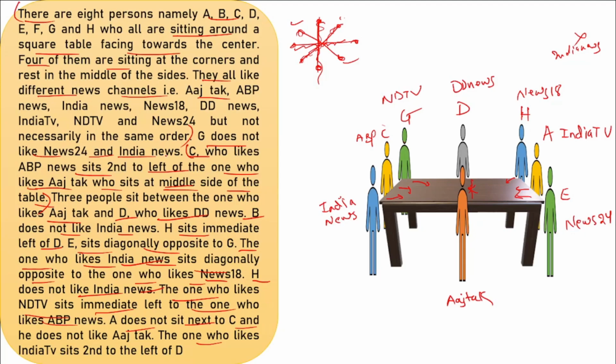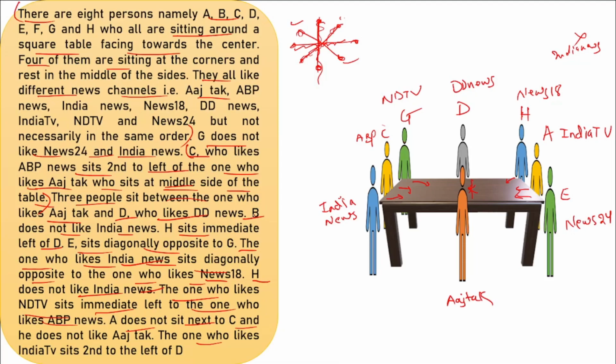Okay, two persons are left. No, two persons are left. Have a look at this. Who's the next guy? Three people sit between the one. H does not like India News. Okay, H does not like India News. We're done with H. H is fixed. We are left with F and B.